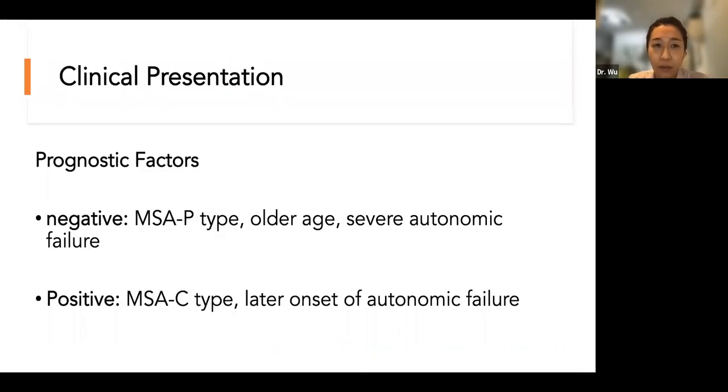So there will be a very important thing both the patients and physicians will care about: the prognostic factors. There will be 2 parts. If the patient is older at the onset and with the MSA-P type, and also with severe autonomic failure at the early stage, then the patients will have a negative prognosis. And if the patients are diagnosed as the MSA-C type and with later onset of autonomic failure, then we can see that the patients will have a positive prognosis.